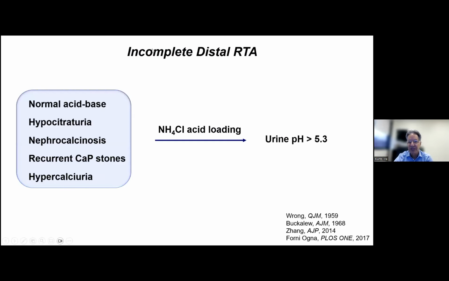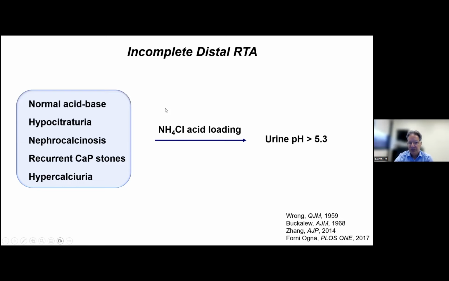Now, there's something else called incomplete distal RTA that you may have come across. Incomplete means that the blood pH and bicarbonate are normal, and yet they still have what's called distal RTA. They tend to have normal systemic acid-base numbers, but they have a low citrate excretion in the urine. They can get nephrocalcinosis, they can get calcium phosphate stones, and they get hypercalciuria. I should mention about the stones that was mentioned before. These patients don't get calcium oxalate stones. So if you get a calcium phosphate stone in a patient, you have to think potentially of RTA, distal RTA.